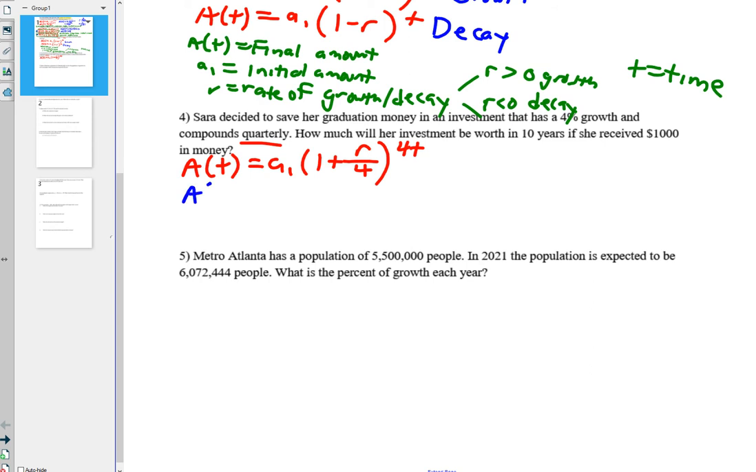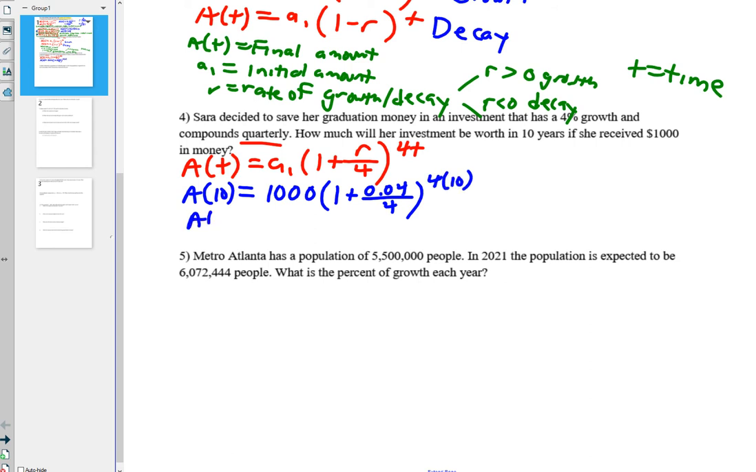So A sub 10 is equal to the initial amount, which is 1,000. It's a nice easy number to multiply by. 1 plus 4% growth. Bri, I remember this was one of your favorite things here. 4%, how do I write that as a decimal? 0.04, good. So 1 plus 0.04 divided by 4, and then 4 times 10.